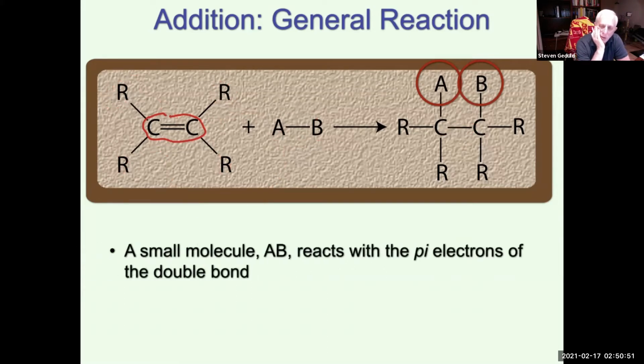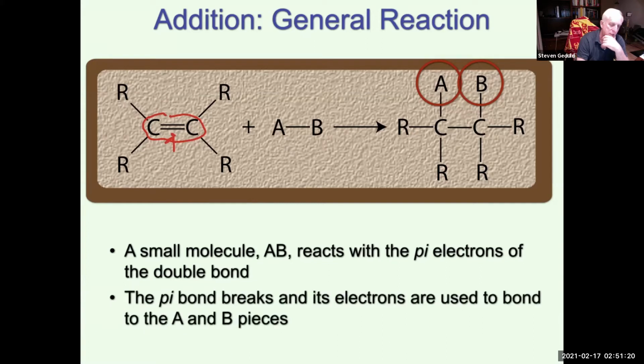So a small molecule, AB, reacts with the pi electrons of the double bond. Remember, there are sigma bonds, which form your single bond, and the pi electrons are the ones in the p orbital. The pi bonds are in the p orbitals that extend above the double bond and lock it into place. So these pi electrons in the double bond open up and share in an addition reaction. The pi bond breaks, that's the bond above the sigma bond, and the electrons are used to bond the A and B pieces. So you're adding both pieces, not just one.